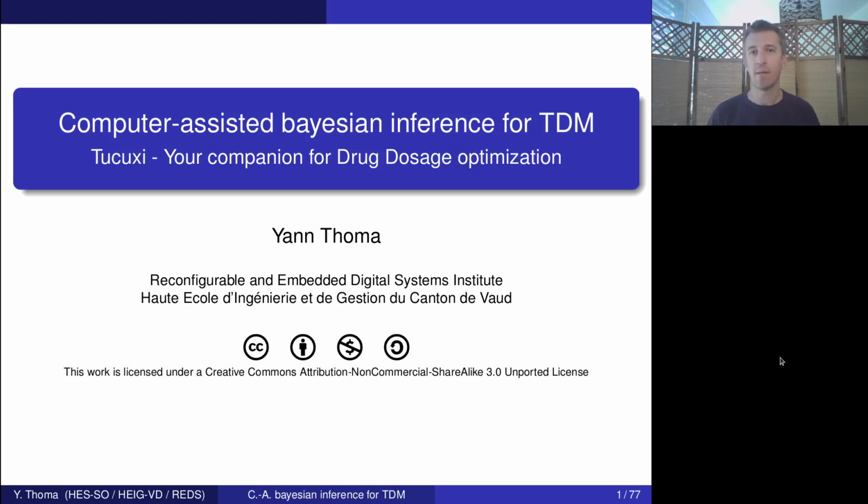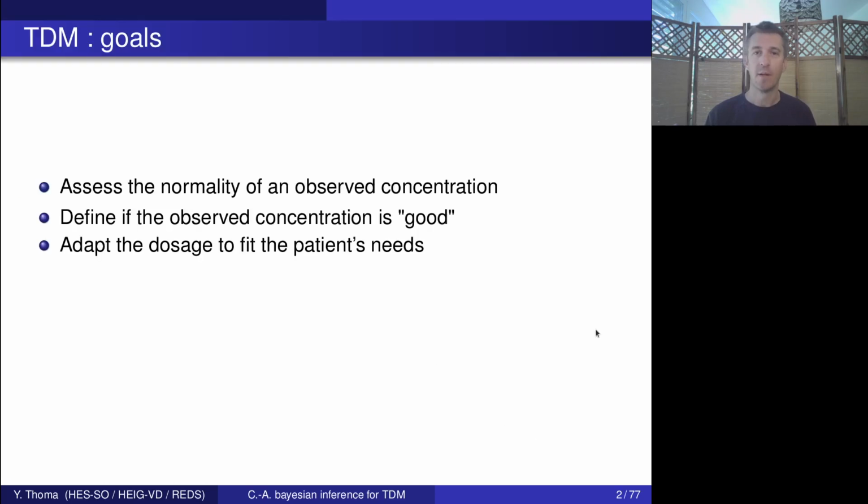And I've been the main person responsible for the development of Tucuxi, a new software for helping clinicians with TDM in close collaboration with the CHUV hospital. And so I'm gonna talk about what is inside the software in a sense, with a bit of mathematics, not too much, but just enough to let you know what it means to do TDM in the clinical practice.